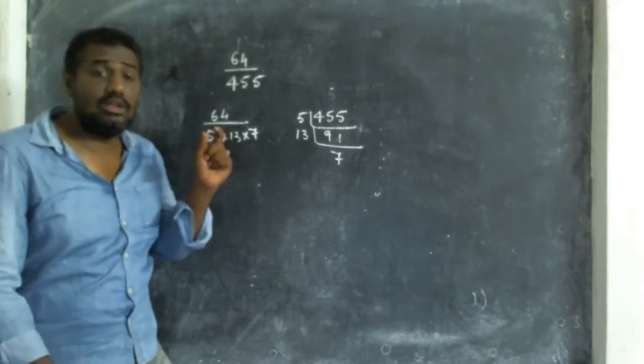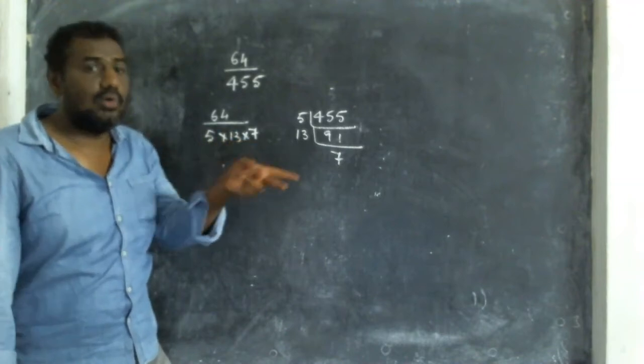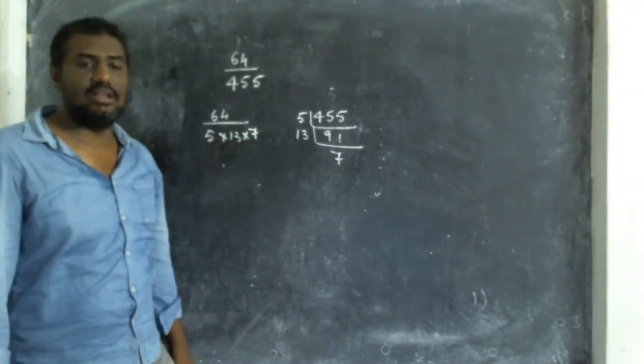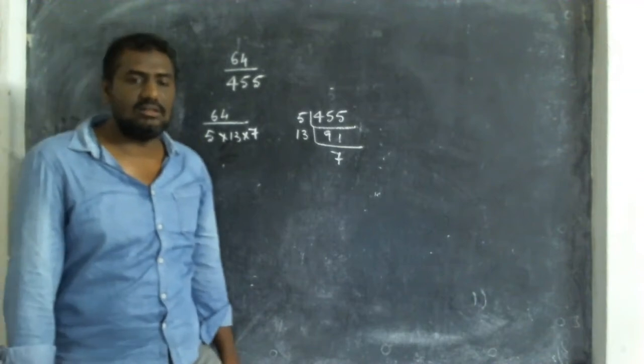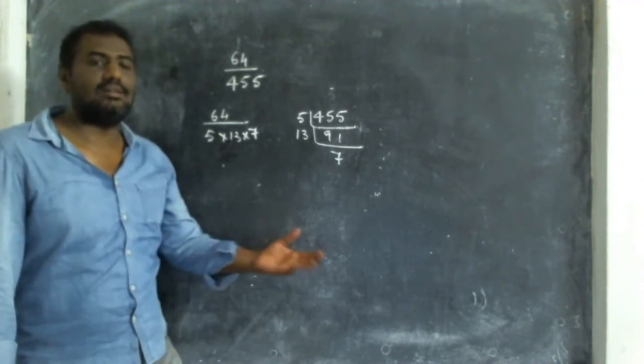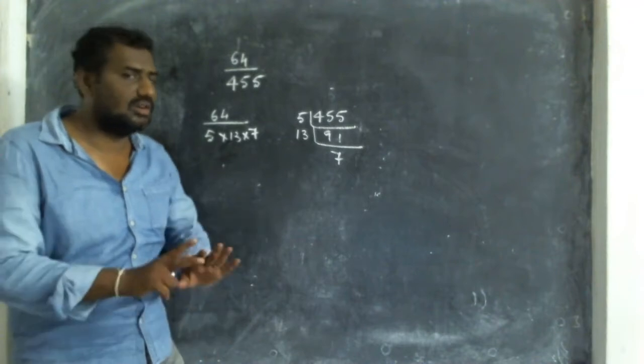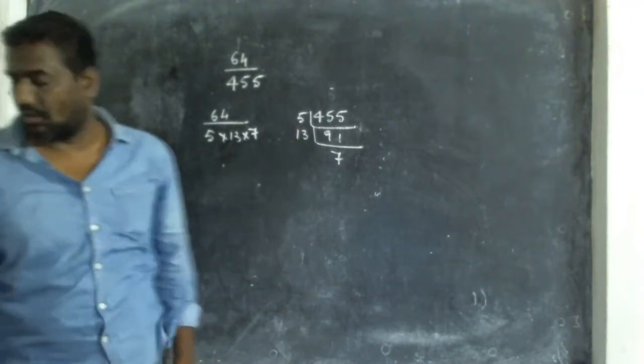Denominator should have only 5 or 2. Both 2 and 5 can be there. But here additionally 13 and 7 are there. When 13 and 7 are there, we can say it is non-terminating. Non-terminating values we don't want to convert into decimal form.